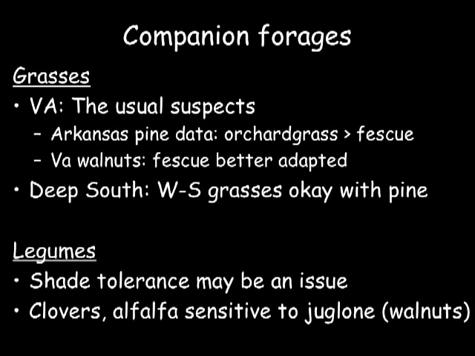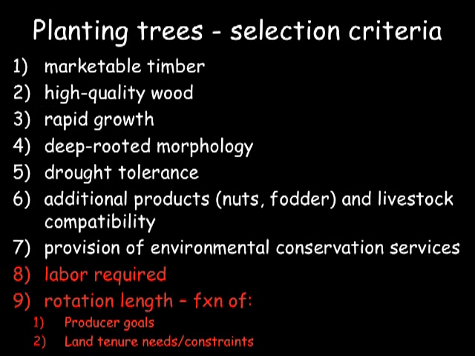And what do we do about the forages underneath them? A lot of the evidence would suggest that our usual suspects in terms of forages adapted to the region will work well in those systems: tall fescue, orchard grass. Legumes are a little less shade tolerant, so that may be an issue. And that's one of the things you see with some of the black walnut. The juglone is an issue in terms of allelopathy relative to clover. So there are some issues in terms of finding appropriate forage and tree combinations that will work.